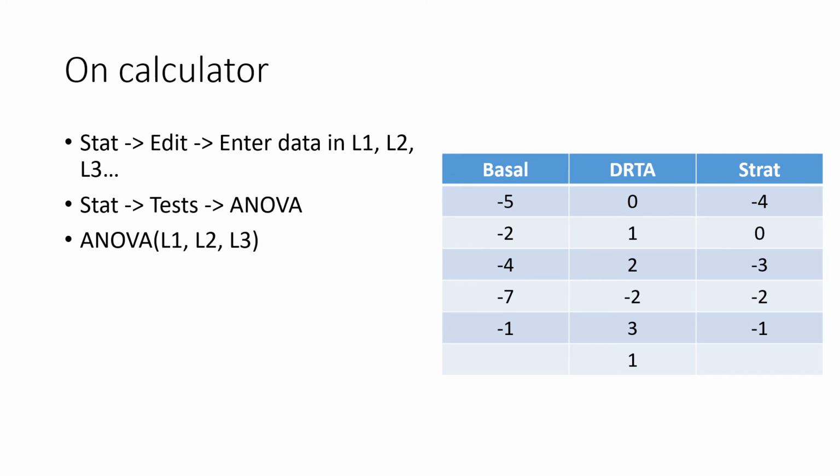To do an Anova on your TI-83 or TI-84 calculator, you can go to Stat and then Edit, and then enter the data in lists L1, L2, L3, and as many lists as you need to cover all of the groups of the data. Then go to Stat and Tests and choose Anova, and enter in the names of the lists where you stored the data, separated by commas.